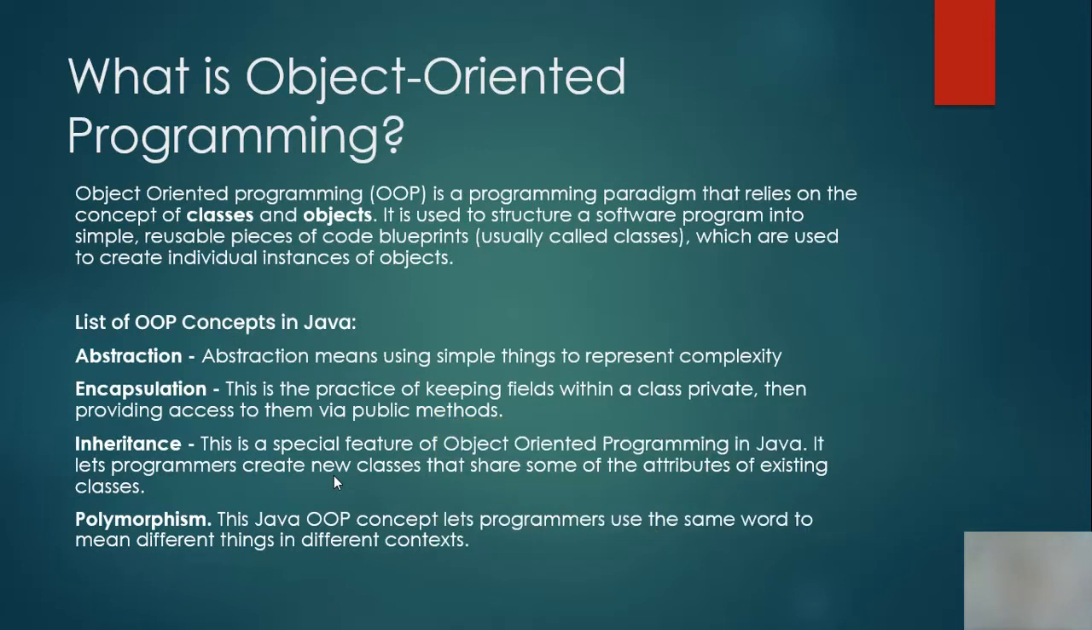Polymorphism. This Java OOP concept lets programmers use the same word to mean different things in different contexts. So we use the parent-child relationship to make processes easier in Java.